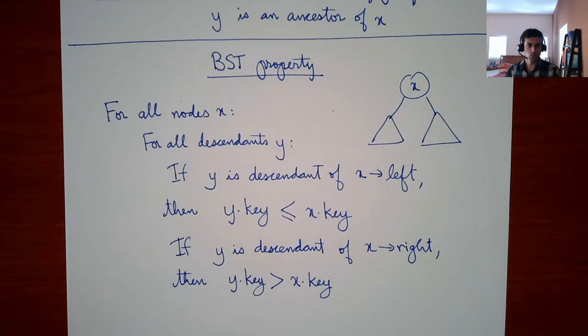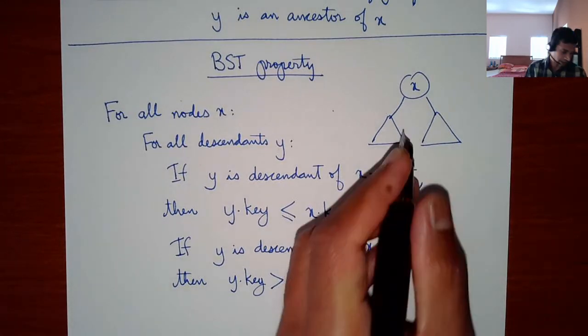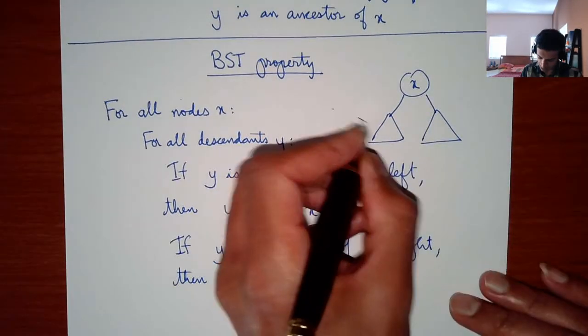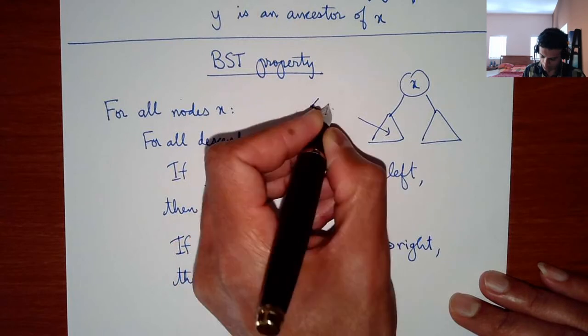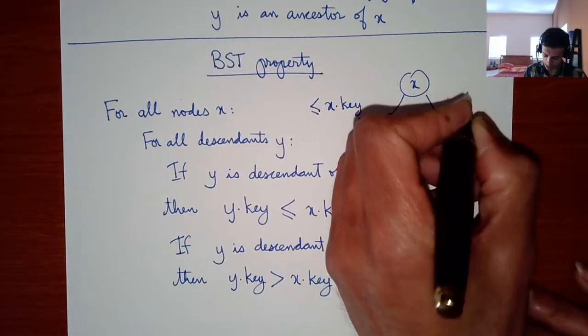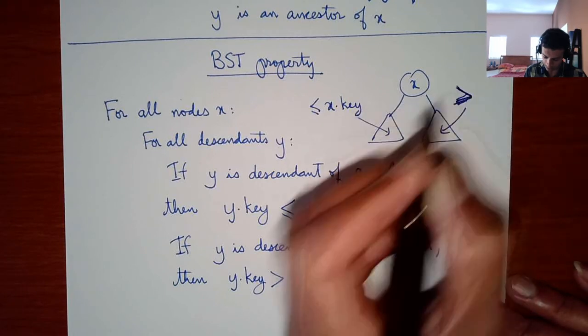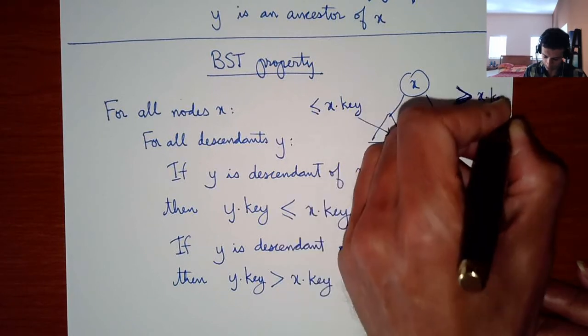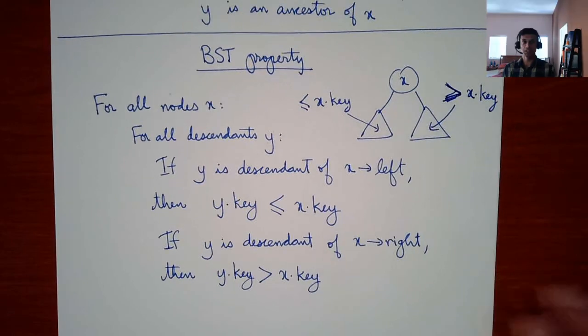But in general, when you code it up, you have to be cognizant of this and careful about that. So what this is saying is that all the keys here are going to be less than the key of X, and all the keys here are going to be strictly greater than the key of X. This is the binary search tree property.